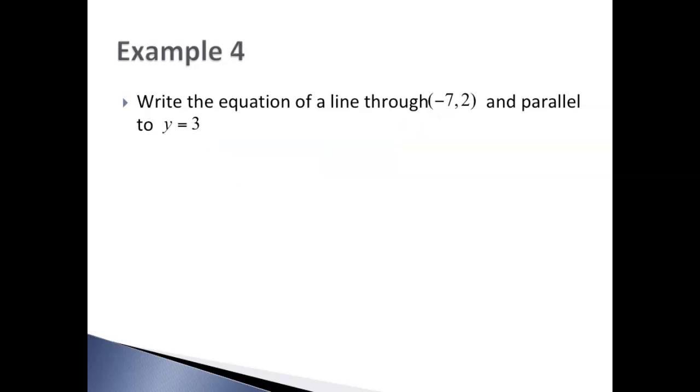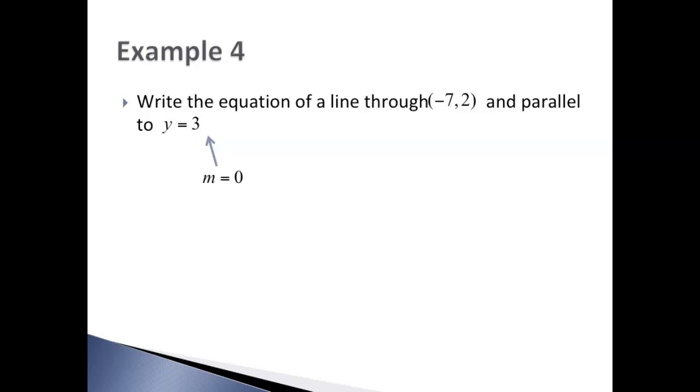All right, we have one last example. Write the equation of a line through (-7, 2) and parallel to y equals 3. Now for this line y equals 3, we know this has a slope of 0. This is really just going to be a horizontal line.